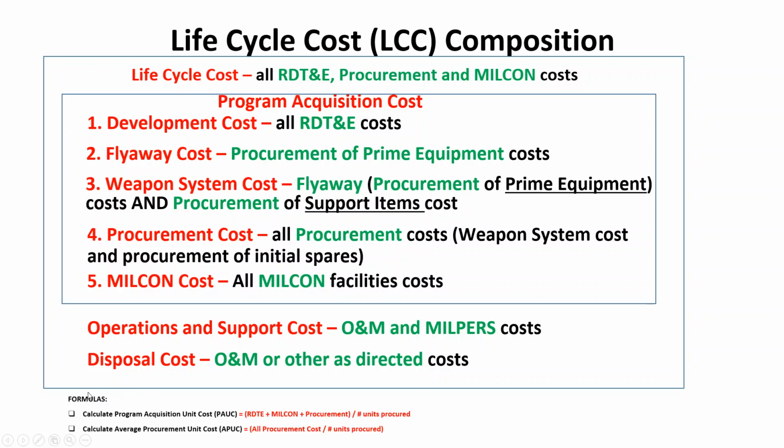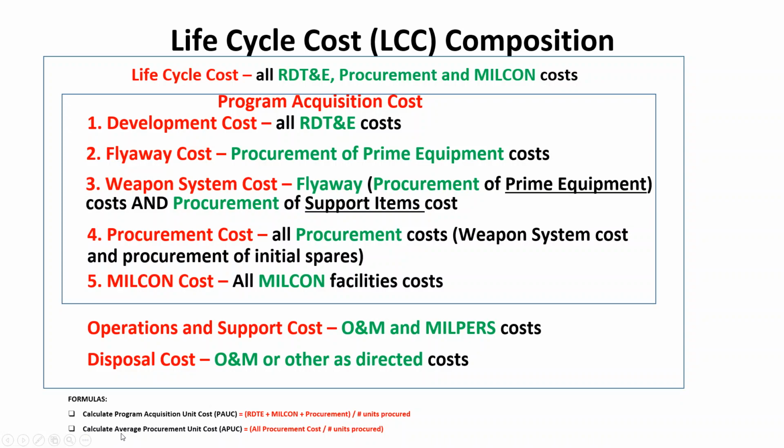The formulas I mentioned earlier are right here. If I say calculate the program acquisition unit cost, the unit here tells you how much is for one. So first, I know that to calculate the program acquisition cost right here, I need to pull all these different types: anything with RDT&E, Milcon, and procurement dollars. And if I divide it by the number of units that I procure, I will get how much it costs to procure one of those items.